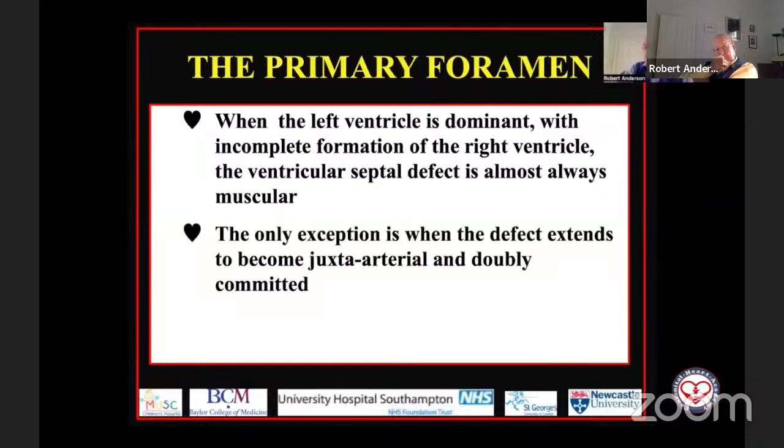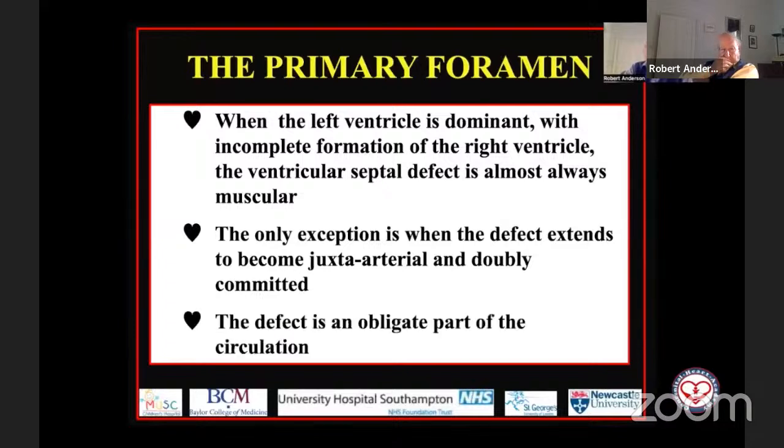The only exception is when the defect extends to become juxta-arterial and doubly committed. And that can happen when the proximal outflow cushions fail to muscularize, so there is fibrous continuity between the leaflets of the aortic and pulmonary valves. But we're not going to be looking at that. We're going to be looking at the commonest example in which the defect is muscular and in which it is an obligate part of the circulation. So now Diane is going to show you examples of this lesion.